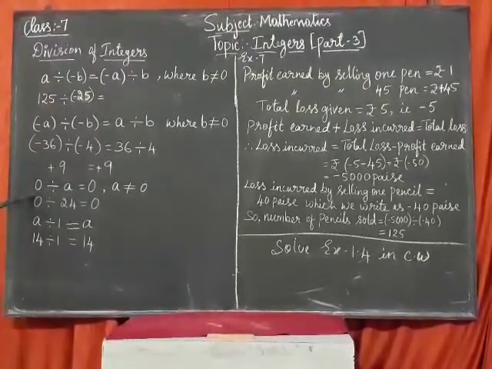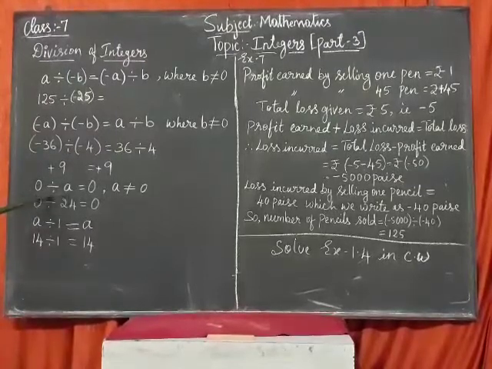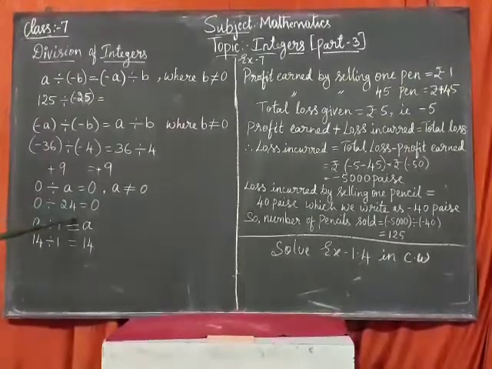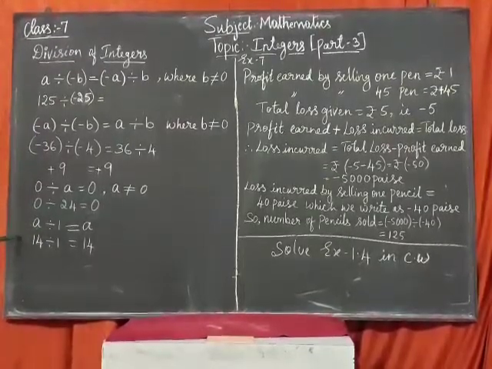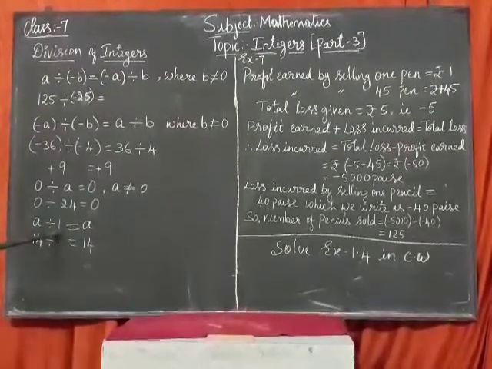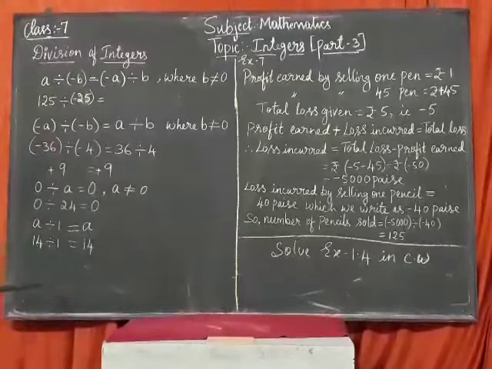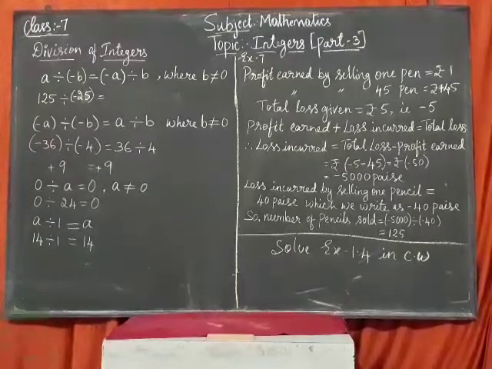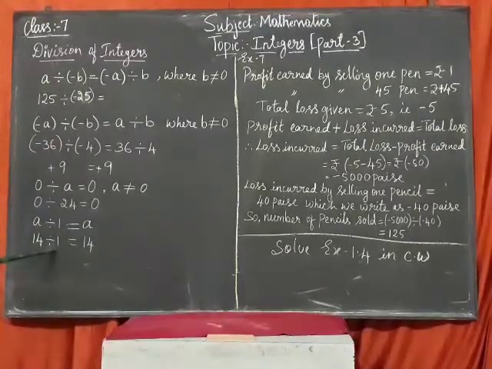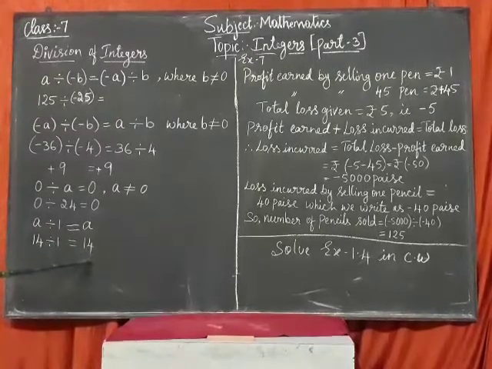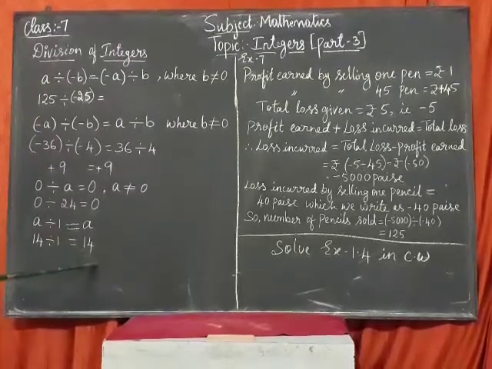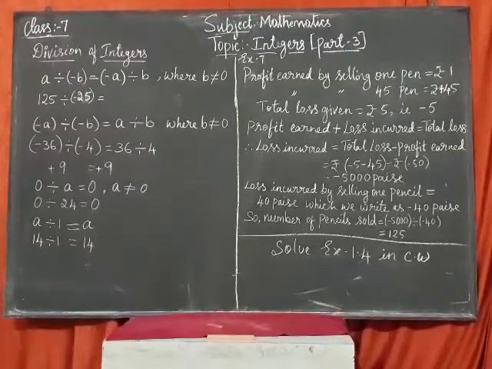Now the next, any integer when it is divided by 0, the answer is 0. That is, 0 divided by 24 is 0. Similarly, any integer divided by 1, the answer is the integer itself. 14 divided by 1 will be 14. But if it is negative 1, that is minus 1 comes here, the answer changes into minus. 14 divided by 1 is 14. 14 divided by minus 1 will become minus 14. That is plus into minus will become minus.